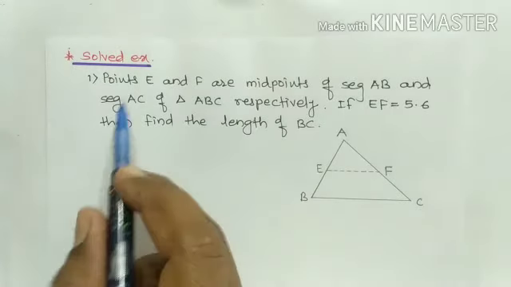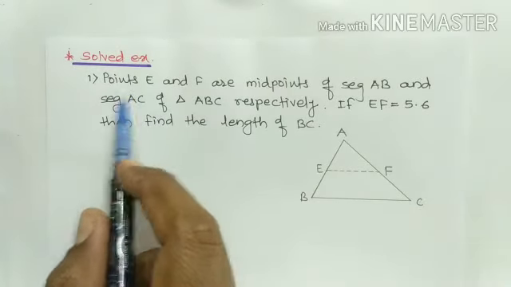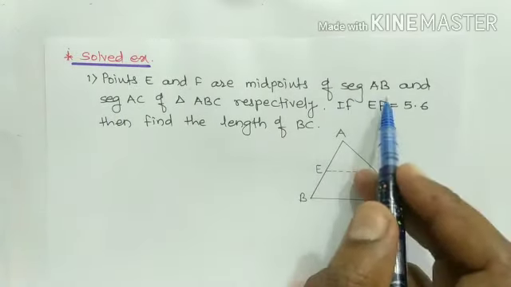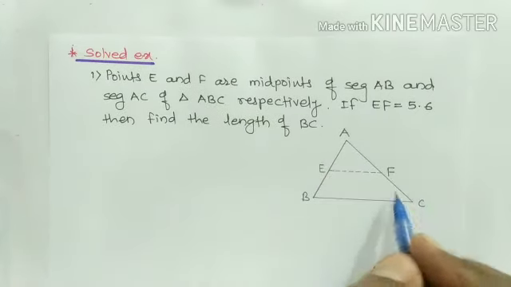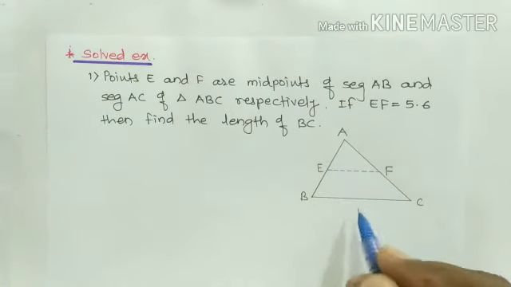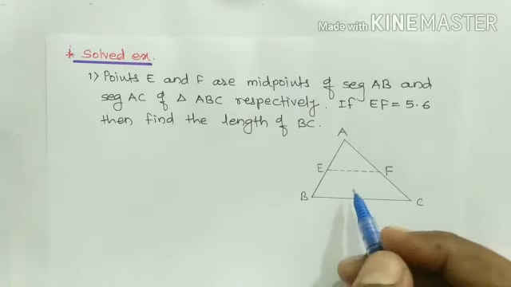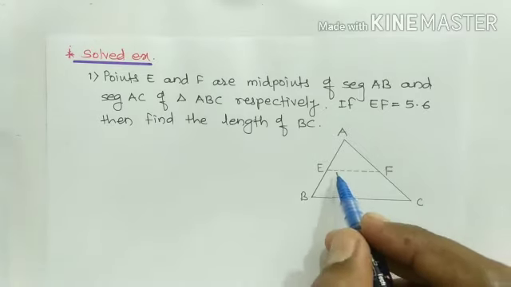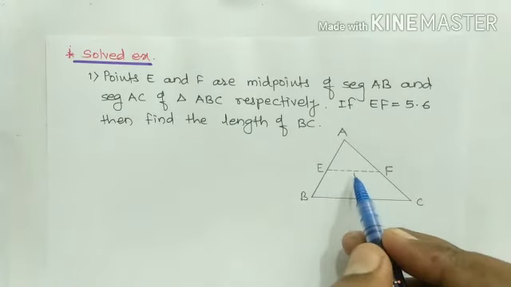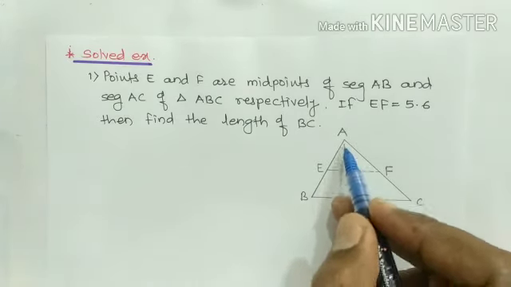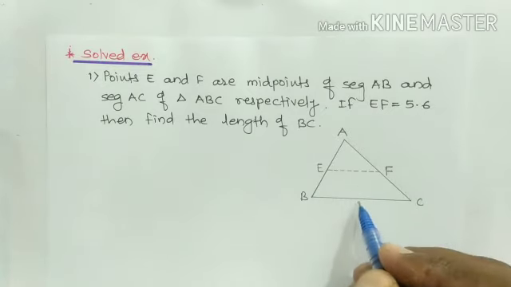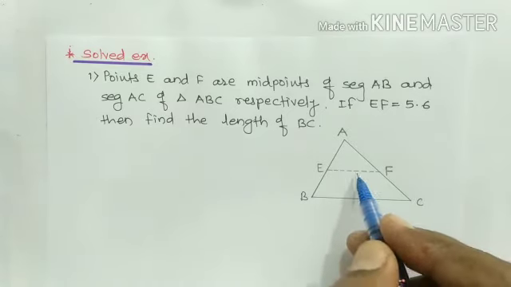Now we are going to solve the solved examples given in our textbook. The first example is: points E and F are the midpoints of seg AB and seg AC respectively. If EF equals 5.6, then find the length of BC. Here, by using the midpoint theorem, we can easily find the length of BC because the segment EF is the segment joining the midpoints of these two sides of triangle ABC, and that's why this segment is parallel to the third side and it is half of it.